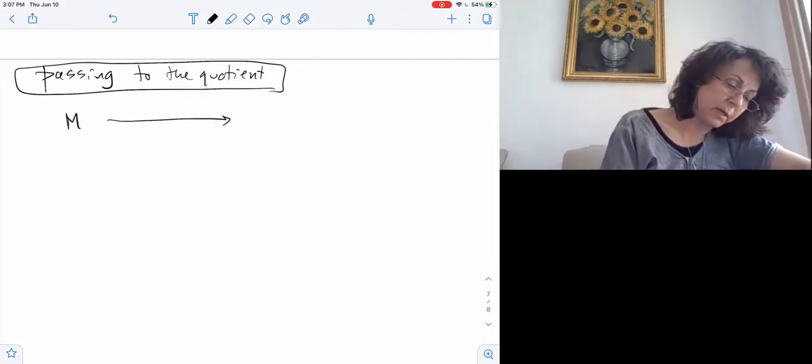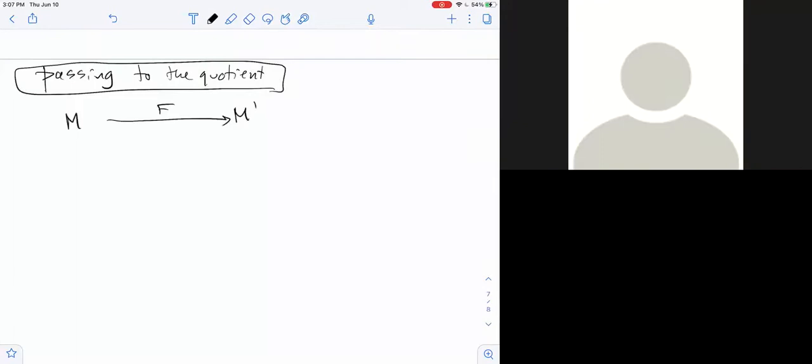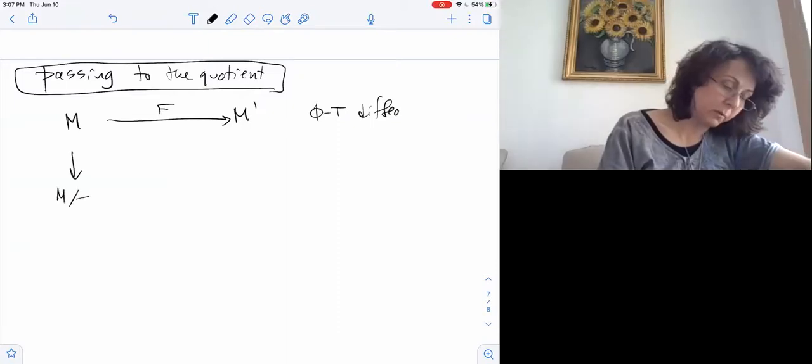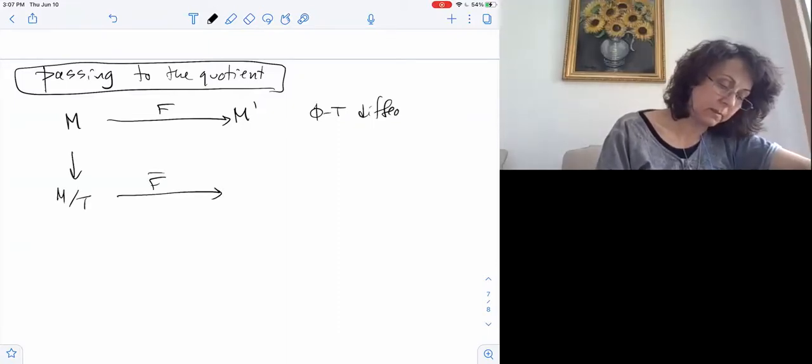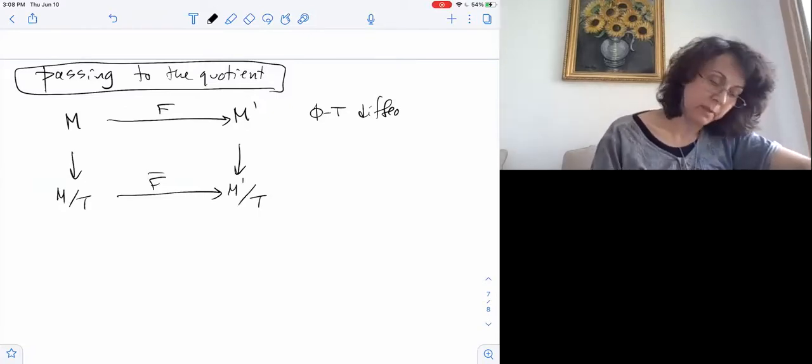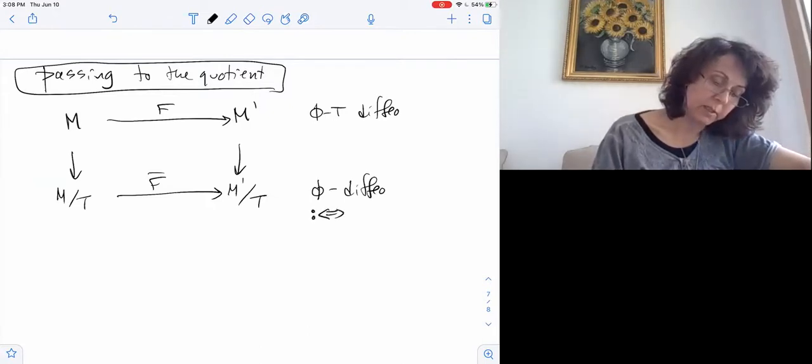Well, if you have a phi-T diffeomorphism, then it induces a map on the geometric quotients. And this map has a property that we call phi diffeomorphism. By definition, phi diffeomorphism means that locally you can lift it.